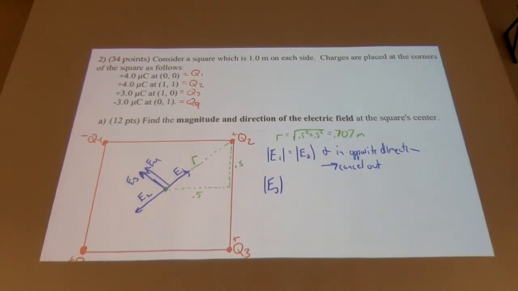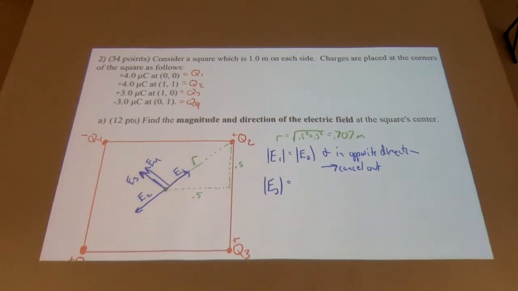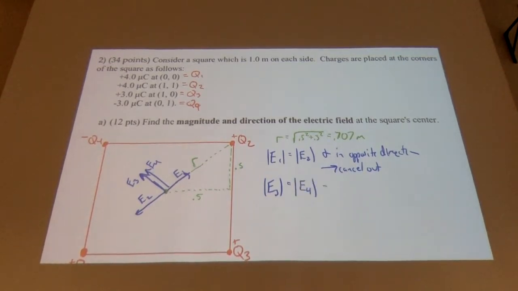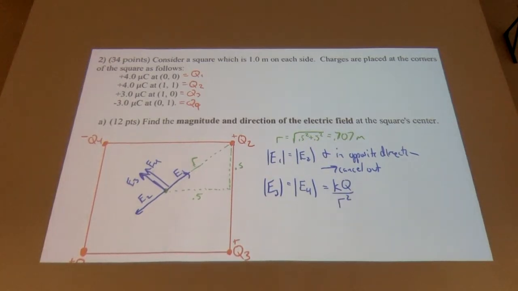or is E3 equal to E4? Are those equal? They are equal because I have 3 microcoulomb charges. So E3 is equal to E4, and that is equal to K times Q over R squared, where Q is either 3 or 4. Take your pick. Let's make it 3. So this is 9 times 10 to the 9. And Q, 3 or 4, we're just looking at magnitudes here. So that's 3 times 10 to the minus 6. And R is 0.707, and we square that. Anybody have that number?